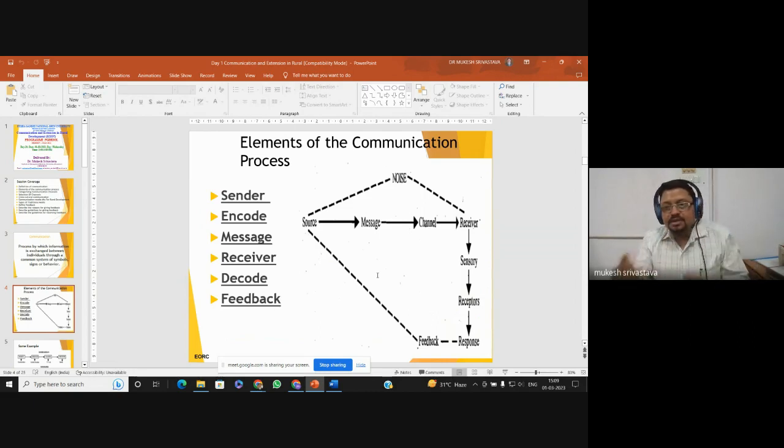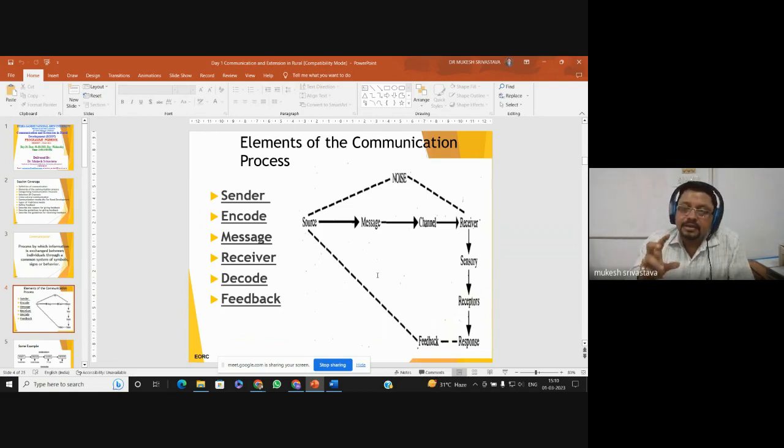Then that message is passed over to the receiver. Once the message is passed to the receiver, the sensory, that means the receptive organs of the body, start receiving it. In the sensory, there are some receptive organs which receive this message, decode it into our mind language, and then provide the response. This response is basically the feedback, and this feedback moves to the source.